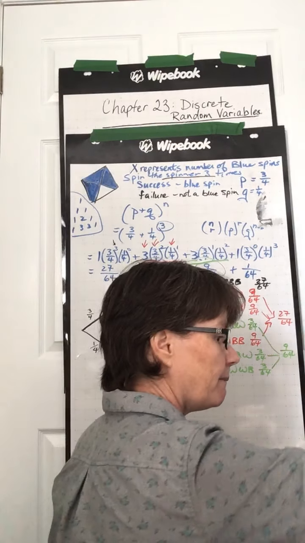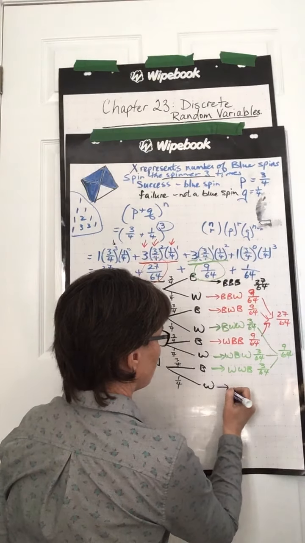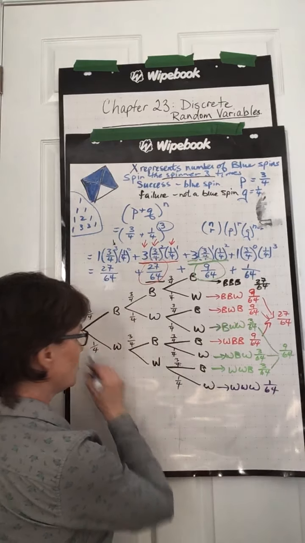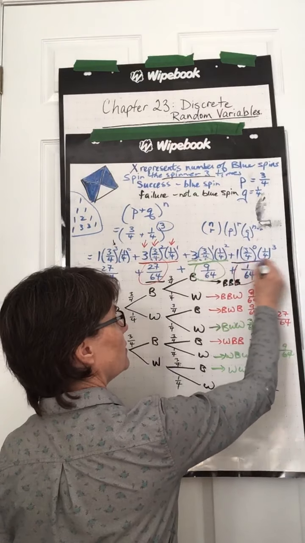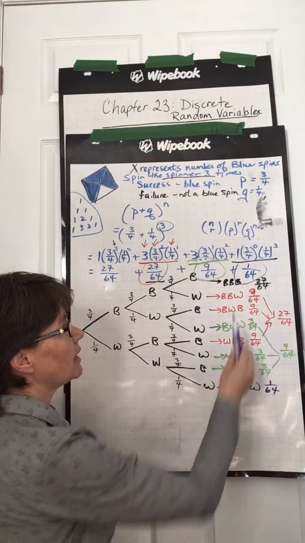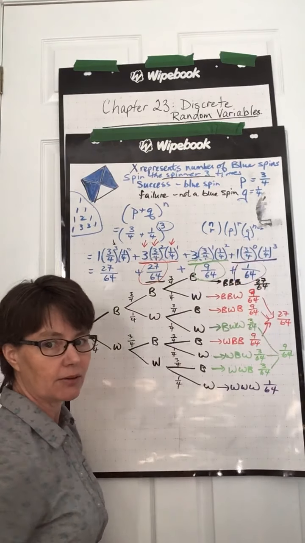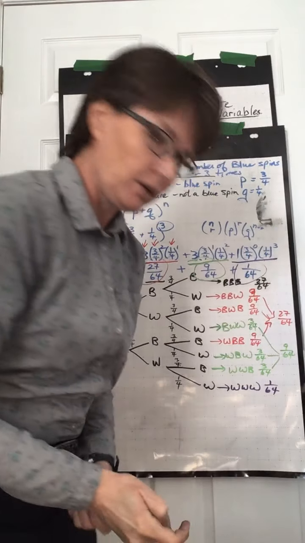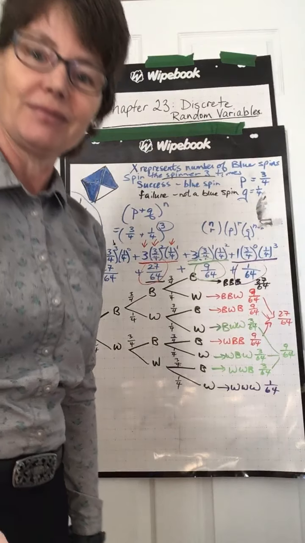And the last way is white, white, white. That's 1 out of 64. There's only 1 way for that to happen. And there's the 1 out of 64. There's the last term that represents that. 1 way for it to happen, no successes, 3 failures. So that's how those all relate to each other. Binomial distribution with probabilities. There we have it.